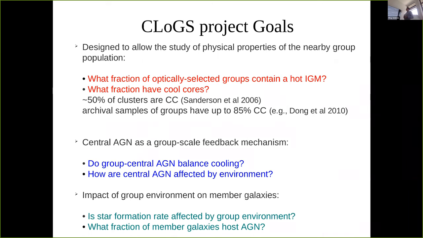In brief, some of the goals of this project are: what is the fraction of optically selected groups that contain a hot intergroup medium? What fraction of them have cool cores? We know that 50% of clusters are cool core systems, but the archival samples of groups have up to 85% cool core systems. We want to check whether a group central AGN can balance cooling from X-ray emission, how central AGN are affected by environment, and on and on.